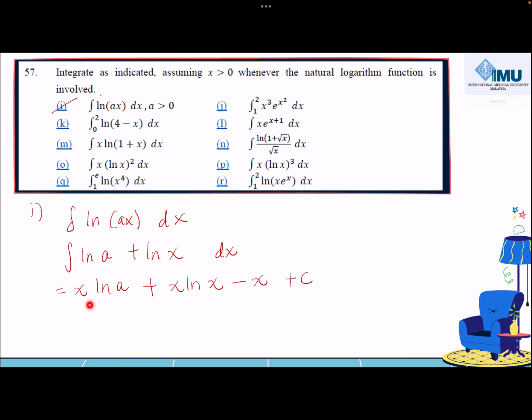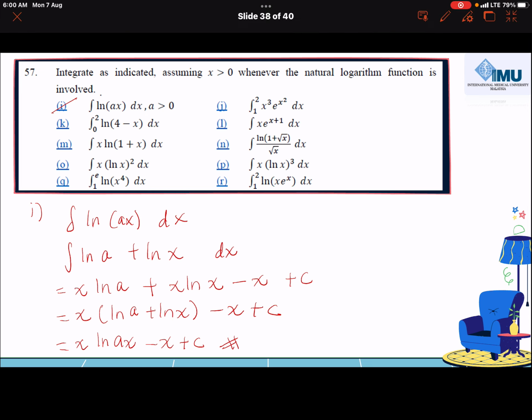Now, if you notice, these two terms have an x in front. So I'm going to factorize x, left with x times (ln a plus ln x) minus x plus c. Now I'm going to simplify further, which can be written as x ln ax minus x plus c. Remember, if you have addition and you want to combine logarithms of the same base, it will become multiplication. This is the answer for the I.